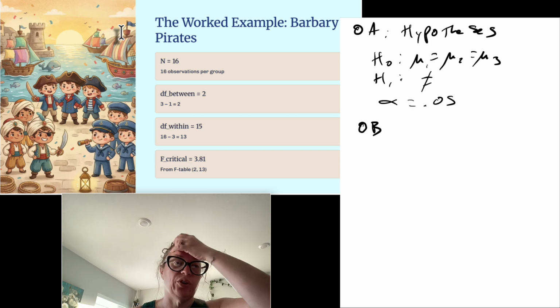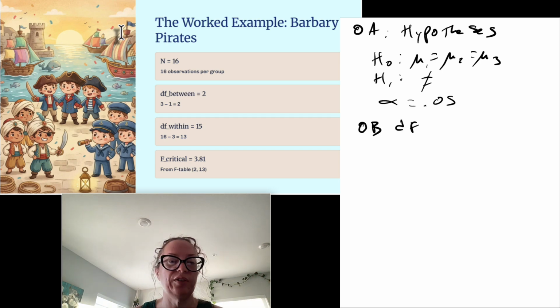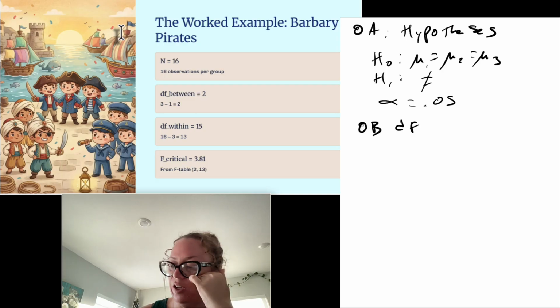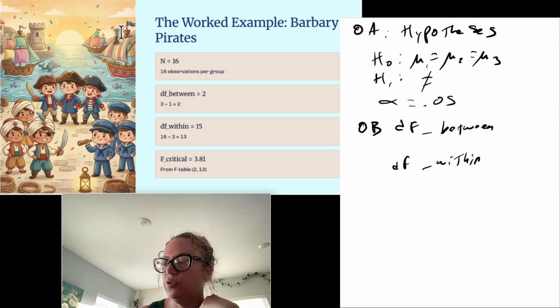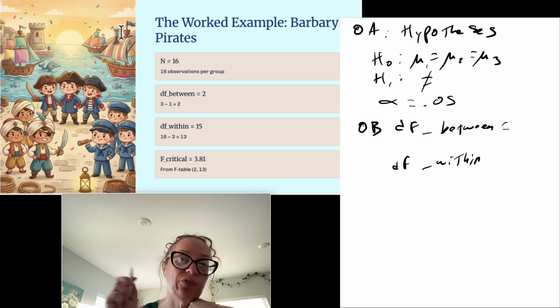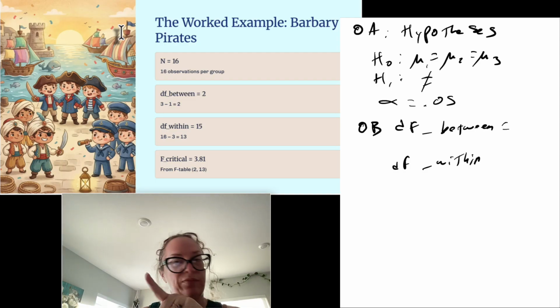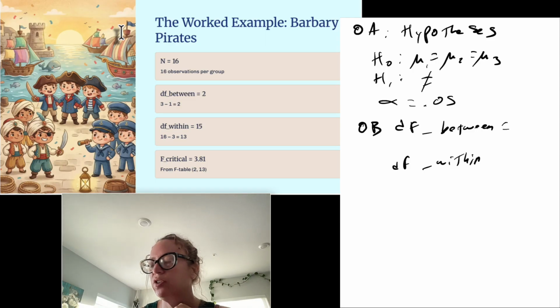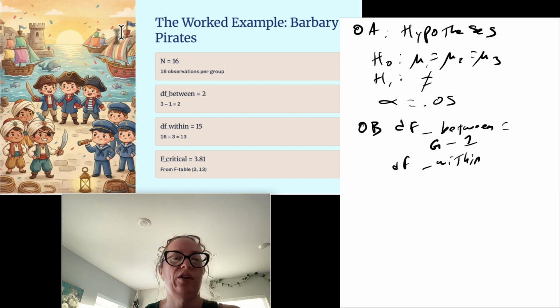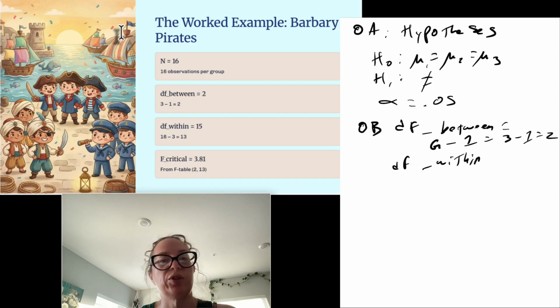Okay, so pre-step B, we are going to determine our degrees of freedom, the degrees of freedom between and degrees of freedom within. So degrees of freedom between, pause it and see if you can remember the formula yourself. Pause it, give it a try. You'll remember this so much better if you actually try. Okay? Even if you get it wrong, it'll still stick in your mind better. So that is the number of groups minus 1. That is the between formula. And in this case, we have 3 different groups, our 3 economic strategies. Minus 1 equals 2. Our degrees of freedom between is 2.